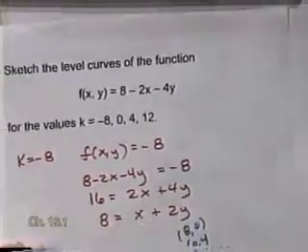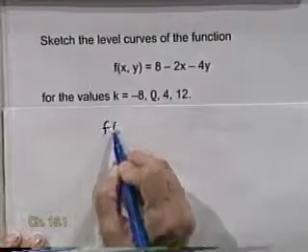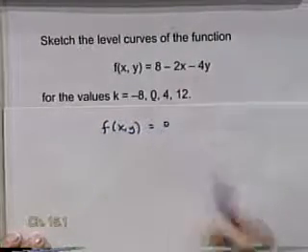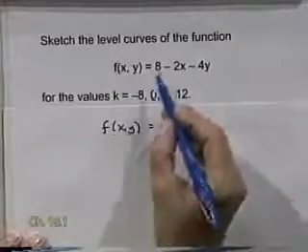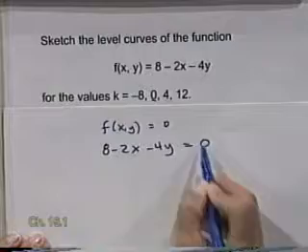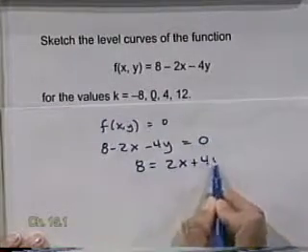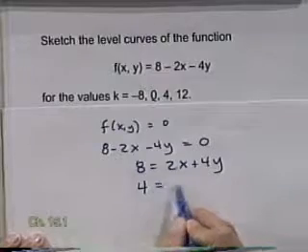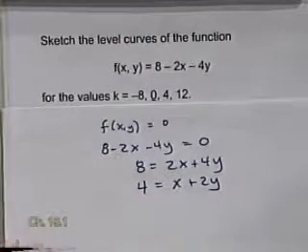Now I want to know where are all the points that make f of xy equal to 0. I want to get the level curve for f of xy equal to 0. So I take the function 8 minus 2x minus 4y, set it equal to 0, and that would give me 8 equals 2x plus 4y. If I divide by 2, 4 equals x plus 2y. What does that graph look like? A straight line.